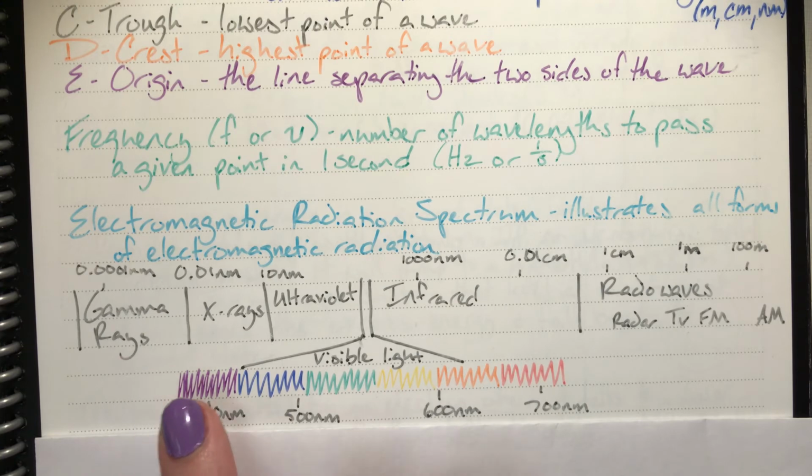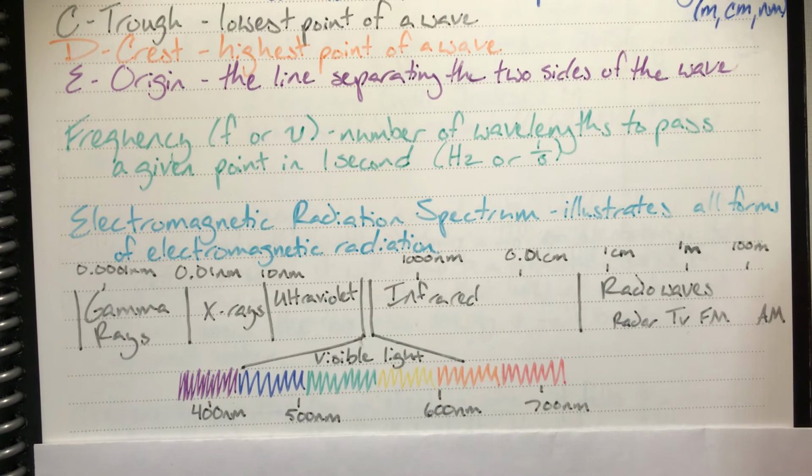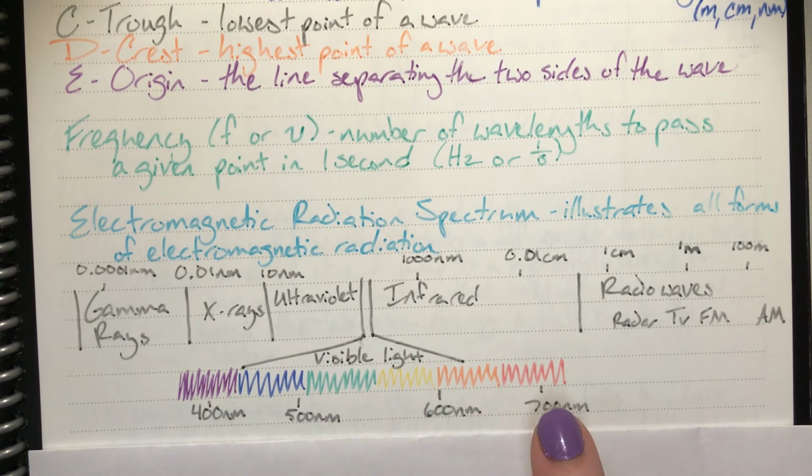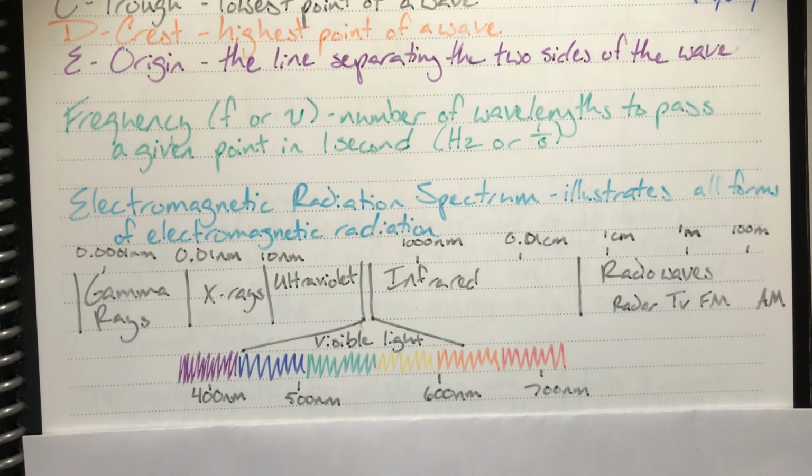I also want you to notice that we span quite a large amount of wavelengths, and I have a very, very narrow piece of visible light that is represented by this rainbow. We can only see wavelengths between 400 and 700 nanometers. This is a very, very small piece of the overarching electromagnetic radiation spectrum. Again, I recommend that you pause to take down the electromagnetic radiation spectrum.